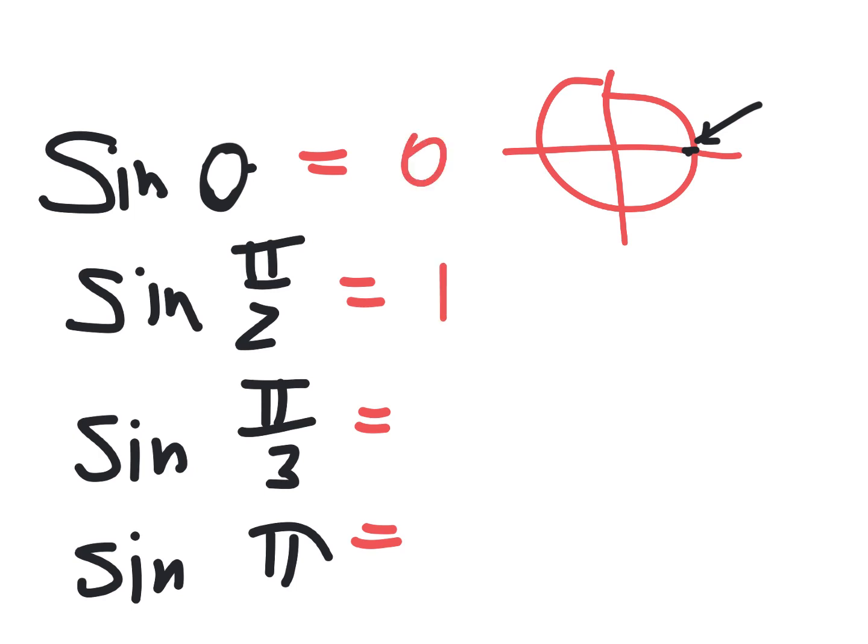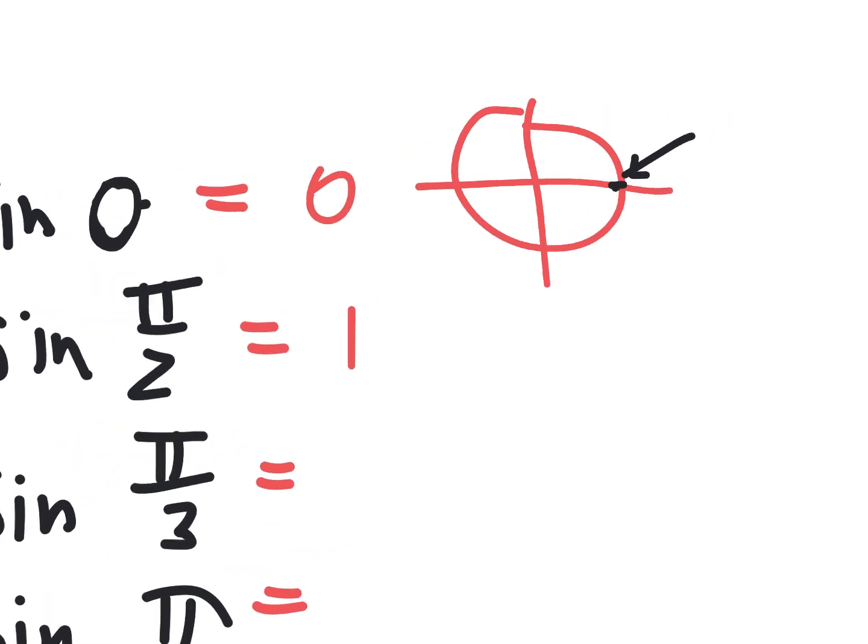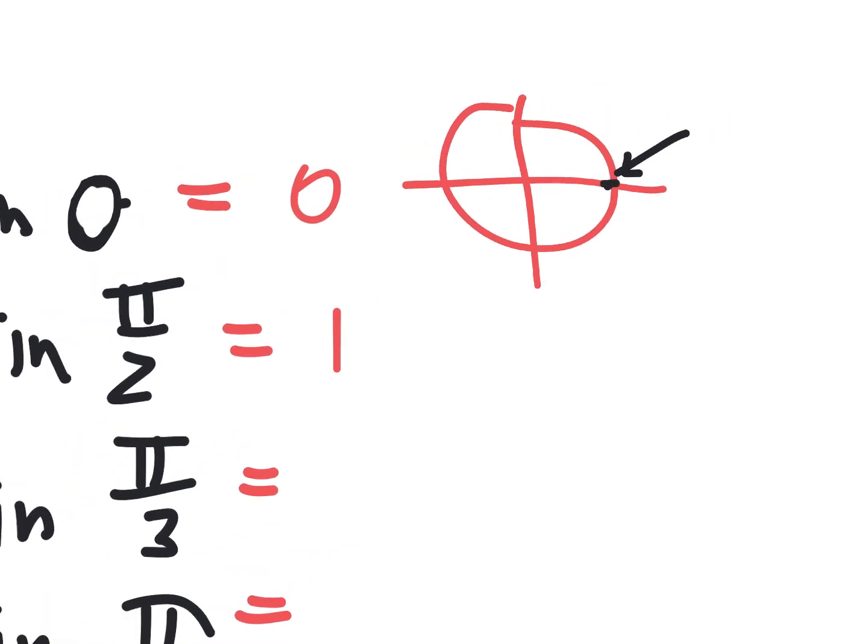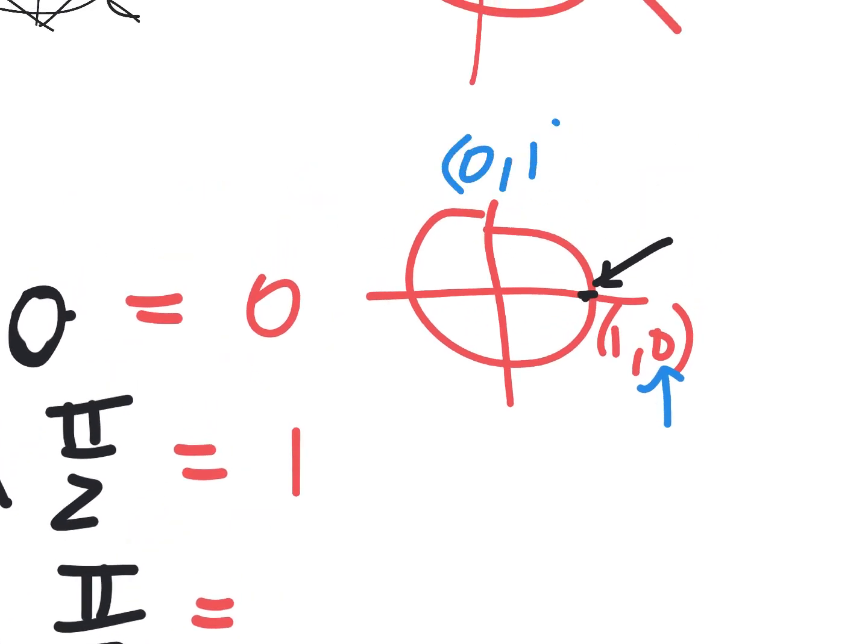So we'll start with these two. The student said that the answers are 0 for this one and 1 for that one. If this point right here is important, it's 1, 0, and then sine is the y of it. So that's this part, right? So then we're good on that. And then this one's 0, 1, and then it's the y of it. So that's 0 and 1, your first 2 answers.